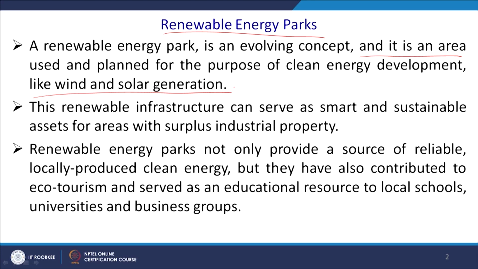This renewable infrastructure can serve as a smart and sustainable asset in areas of surplus industrial property. So, where you have agricultural land, for example, in Uttarakhand I have visited so many sugar factories, they have plenty of disposable land. So, there they can put solar panels and use it as a solar park. So, that is also a possibility.